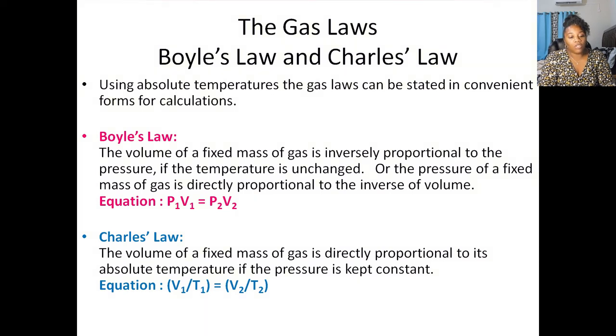Boyle's Law: the volume of a fixed mass of gas is inversely proportional to the pressure if the temperature is unchanged, or the pressure of a fixed mass of gas is directly proportional to the inverse of volume. Here we have the equation where P1 V1 is equal to P2 V2. Charles's Law: the volume of a fixed mass of gas is directly proportional to its absolute temperature if the pressure is kept constant. And in this one, we have V1 divided by T1 equal to V2 divided by T2.